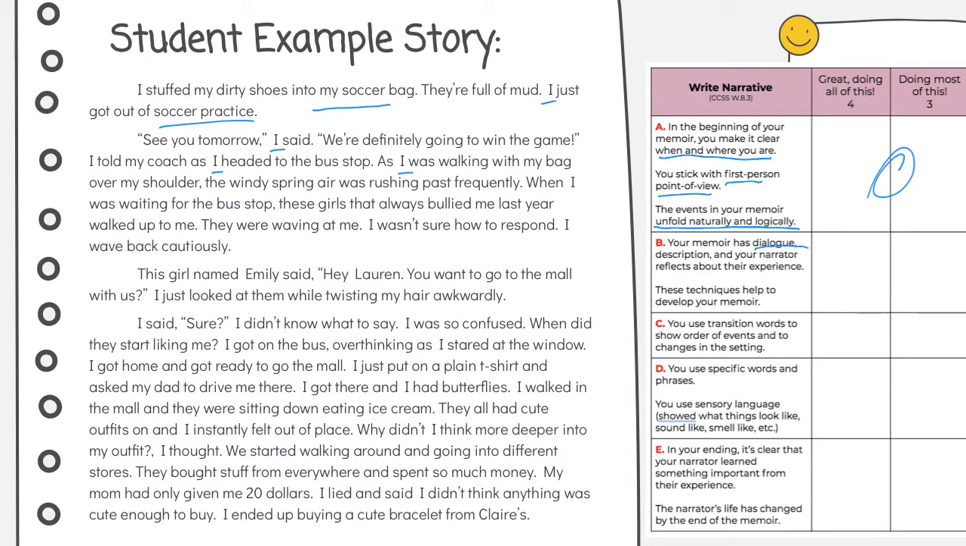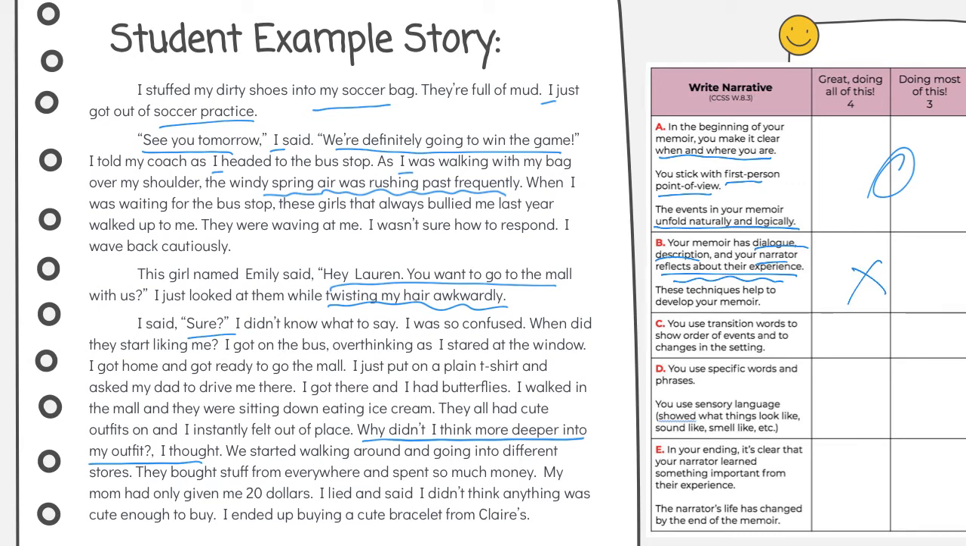Your memoir has dialogue, description, and the narrator reflects on their experience. Lots of dialogue. In the second paragraph, there's dialogue, and in the third, lots of dialogue in here. It's really great. Description, right? Describing, "I twisted my hair awkwardly." It's kind of describing what she's doing. Describing the fresh air in the springtime, and reflects on their experiences. So basically how they're feeling, what they're thinking, right? "Why didn't I think about my outfit more?" Yeah, so this does a great job of including all of those.